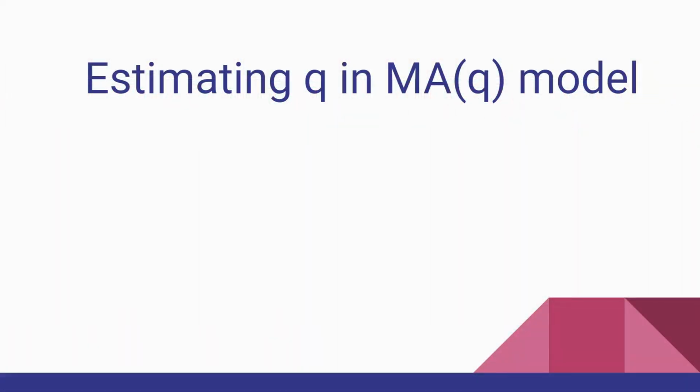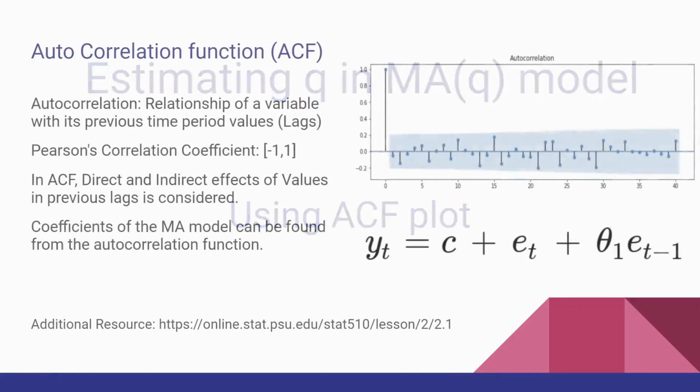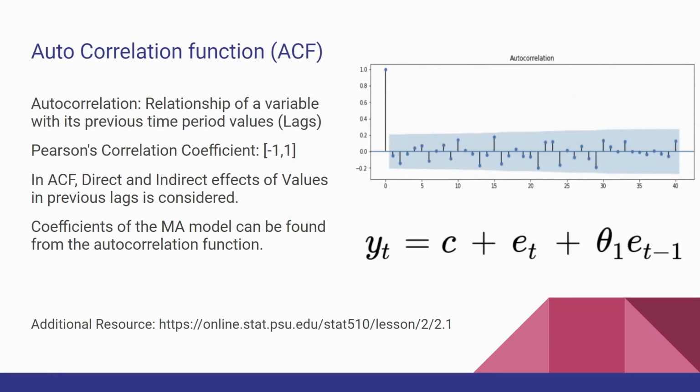We were arbitrarily choosing the value of q. ACF plots provide a statistical way to choose the order of the moving average model. Autocorrelation is the relationship of a variable with its previous time period values, also called lags. It is represented by Pearson's correlation coefficient, which has a value lying between -1 and 1. In ACF, direct and indirect effects of values in previous lags are considered.